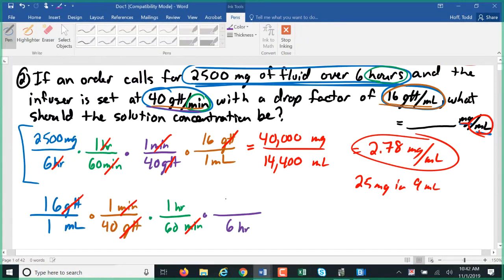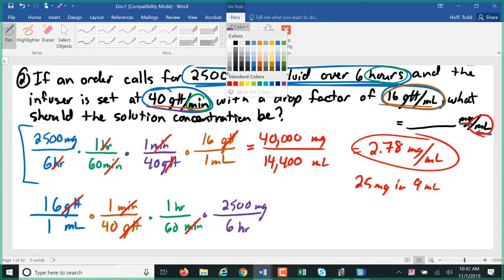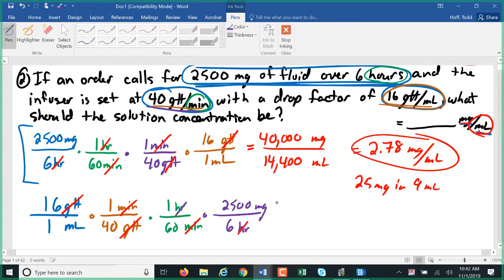And now we can equate the hours. 6 hours is equivalent to 2,500 milligrams. Hours cancel out. You'll notice here that we have the exact same numbers on top. 16 and 2,500 still multiply up to make 40,000 milligrams. And on the bottom, 40, 60, and 6 give 14,400 milliliters. And of course, that'll divide out to give us the same concentration.